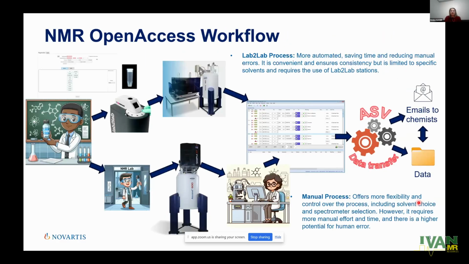Now, the difference in NMR, the open access workflow. Chemists can use the standard way. He prepares the tubes, goes to the spectrometer, sample jet, puts the tube on the PC in Icon NMR, he fills in the things, and this is a manual process. He needs just to go to the NMR lab and put in the experiment.